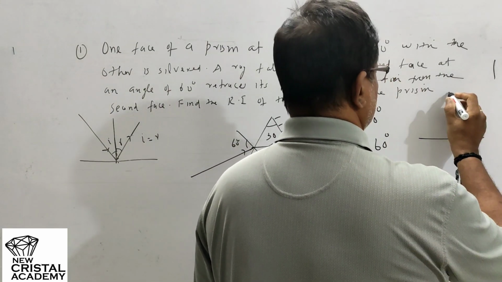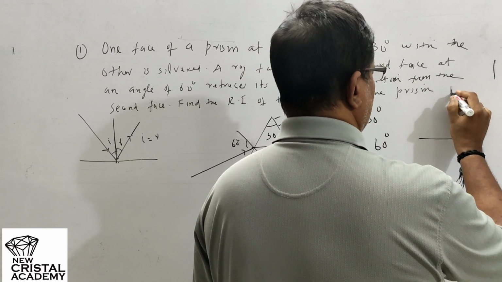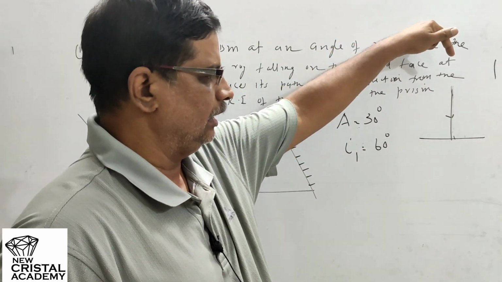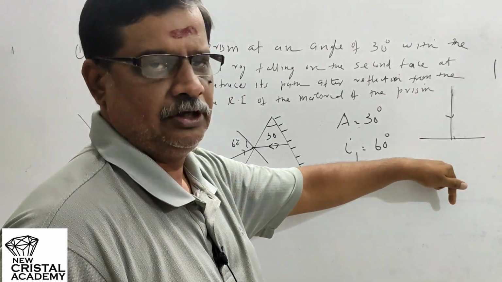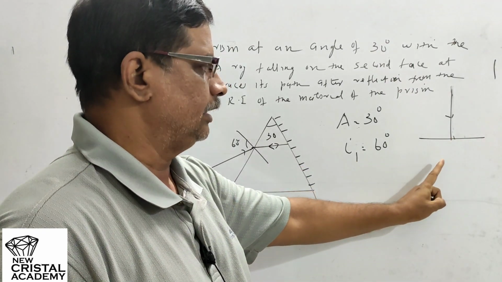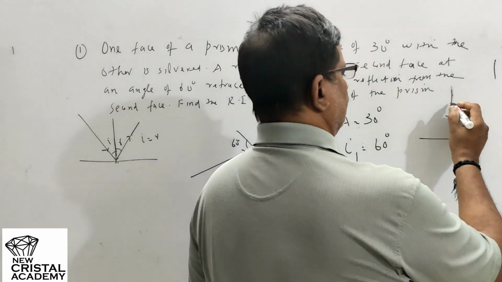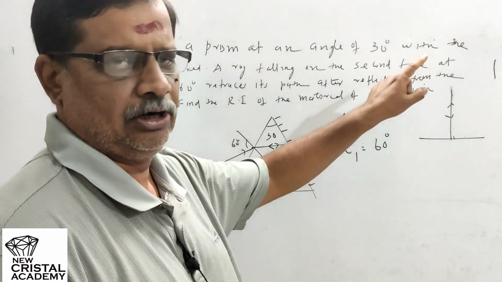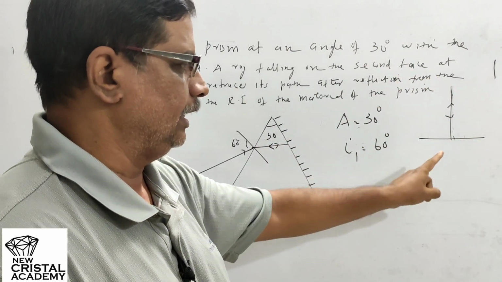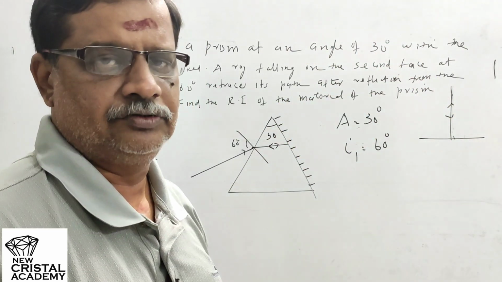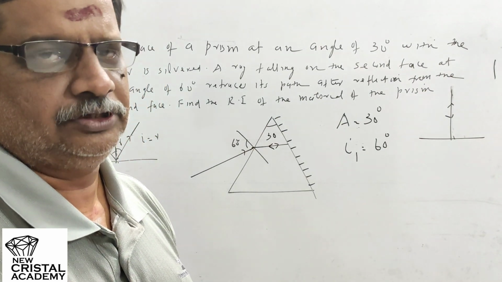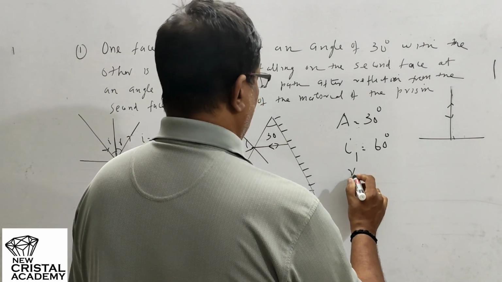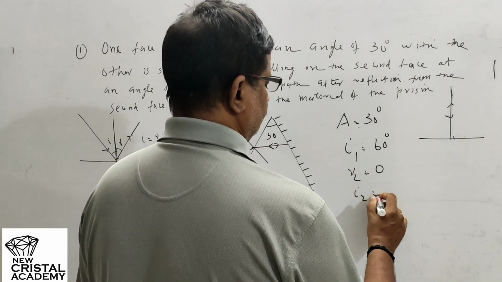For that to happen, the ray must be falling normally on the reflecting surface, because when a ray of light falls normally on the reflecting surface, the angle of incidence is 0. Then if it retraces its path, the angle of reflection is also 0. So we have met the condition, angle of incidence equal to angle of reflection, and the reflected ray travels along the same line as that of the incident ray. For that, both the angles of incidence and reflection are zero. So at the second surface, r1, r2 equal to 0, and therefore i2 is also equal to 0.